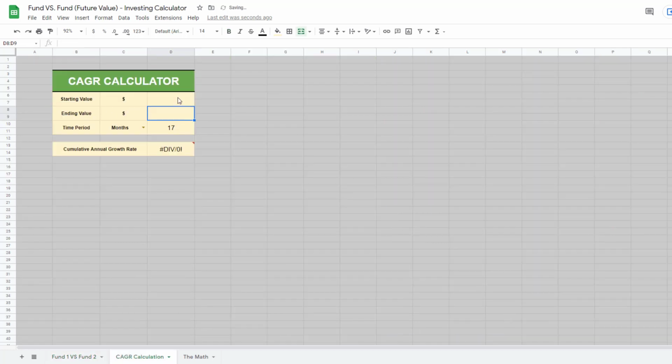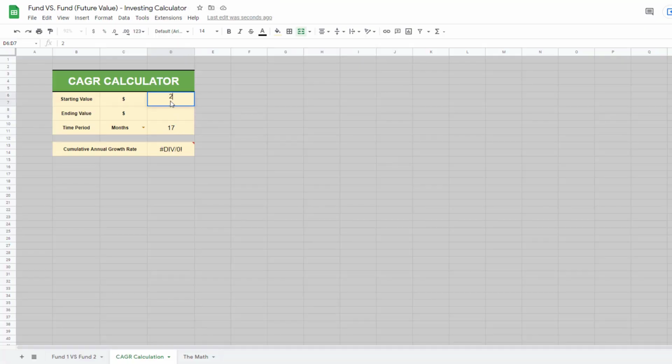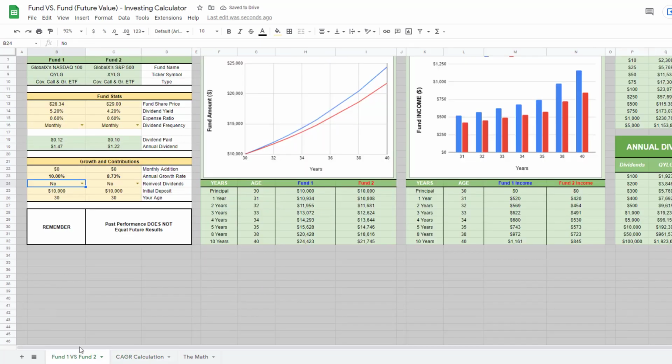So if you recall over on Seeking Alpha, to be able to find these numbers, if you come back over to Seeking Alpha on their max view for QYLG, the fund started around $26.80, and they are saying as of today, it is $28.36. So if we input those numbers of 26 and 28 over a 17-month period, that is about a 5.37% CAGR. So we'll go ahead and use that.